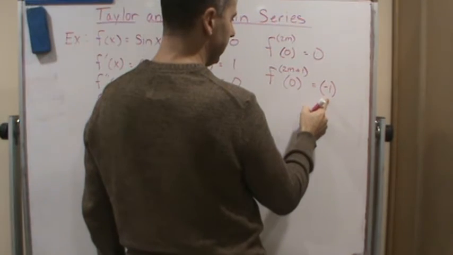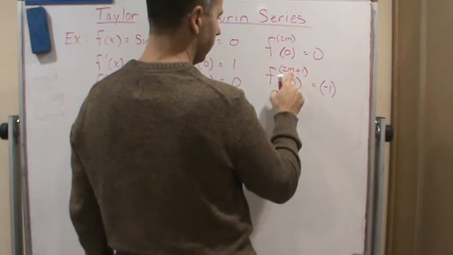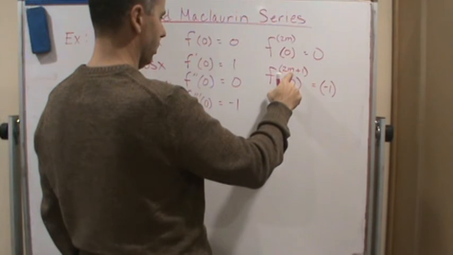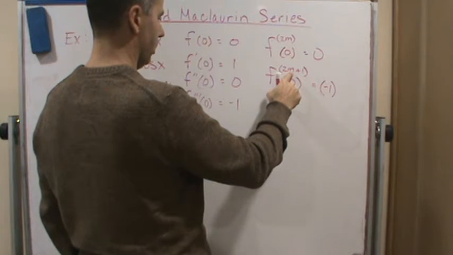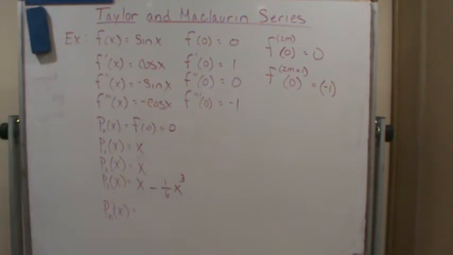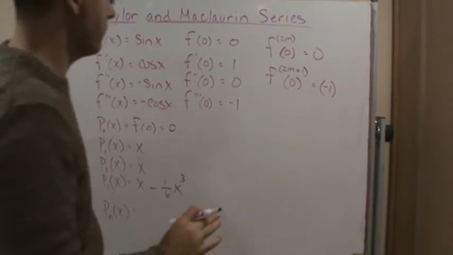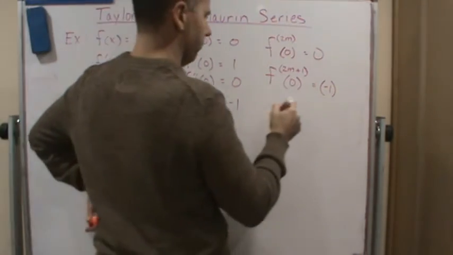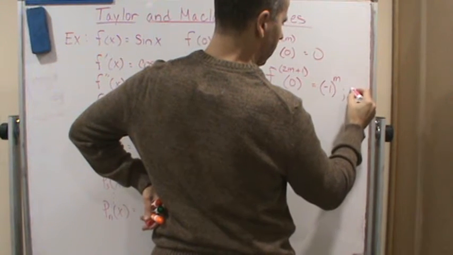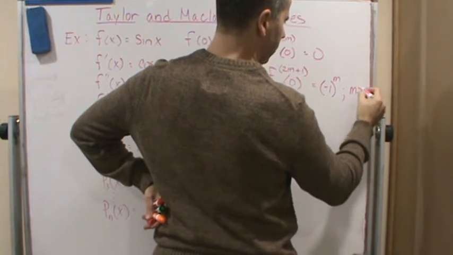negative 1 to the... let me think. Is it 2m? Will 2m plus 1 work? Yeah. Yeah, so we'll do m, and this is going to be for all m greater than or equal to 0.